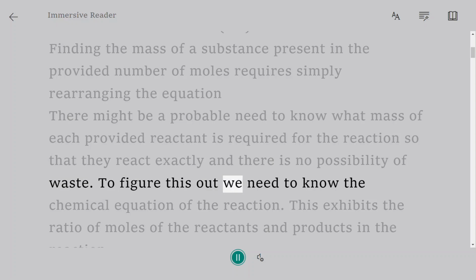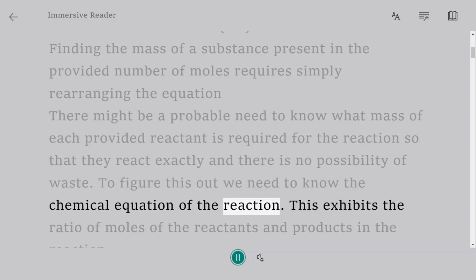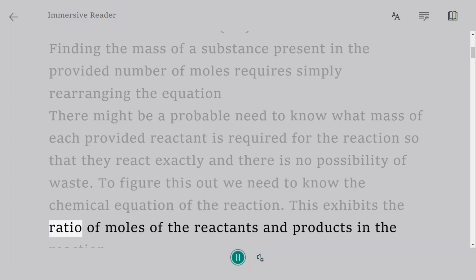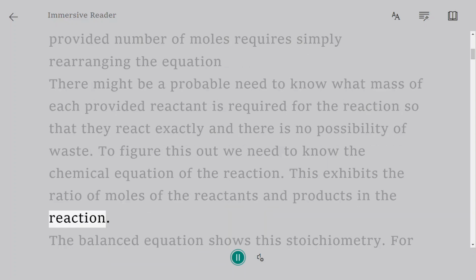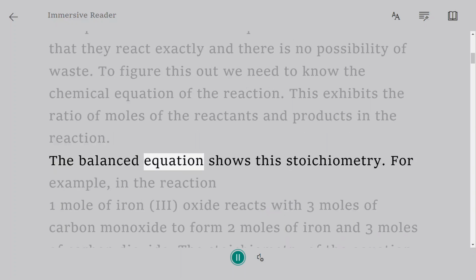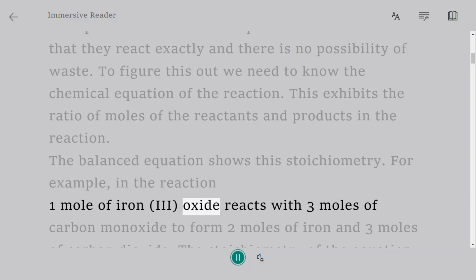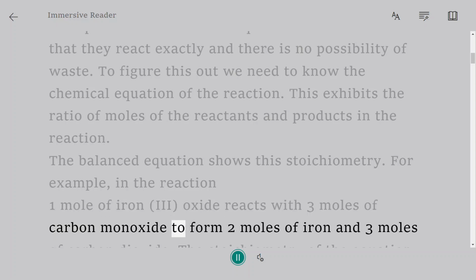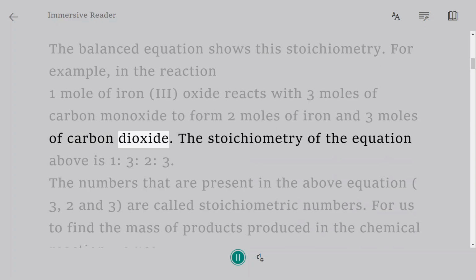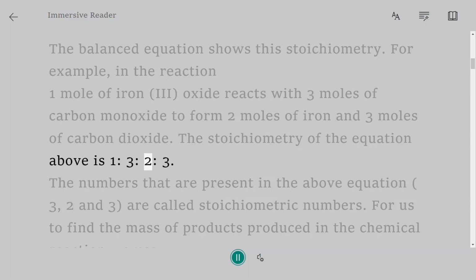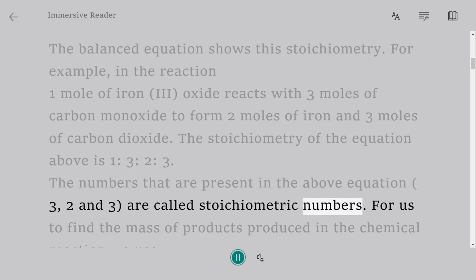To figure this out, we need to know the chemical equation of the reaction. This exhibits the ratio of moles of the reactants and products in the reaction. The balanced equation shows this stoichiometry. For example, in the reaction, 1 mole of iron(III) oxide reacts with 3 moles of carbon monoxide to form 2 moles of iron and 3 moles of carbon dioxide. The stoichiometry of the equation above is 1, 3, 2, 3. The numbers that are present in the above equation, 1, 3, 2 and 3, are called stoichiometric numbers.